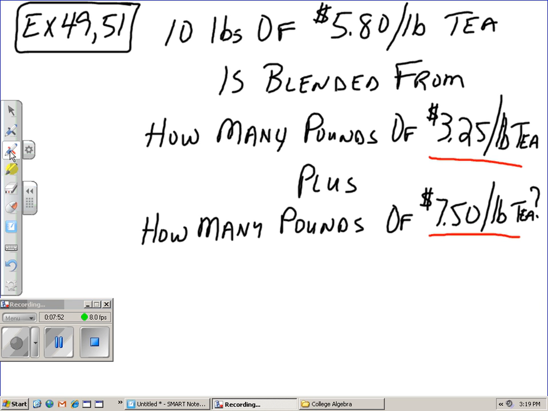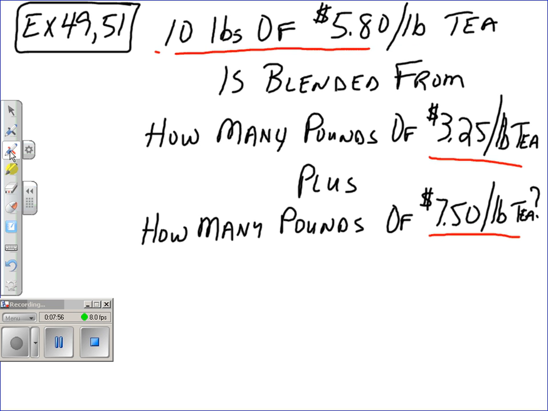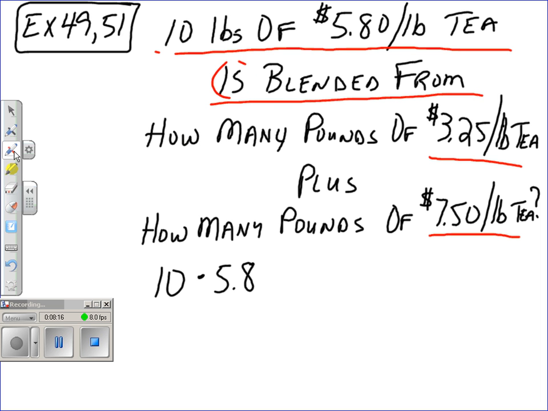So how can I turn this into an equation? Well, let's look at it piece by piece. 10 pounds of $5.80 per pound tea. So 10, and remember of almost always means times 5.8 for $5.80. Next we have is blended from. Remember the word is almost always means equals.